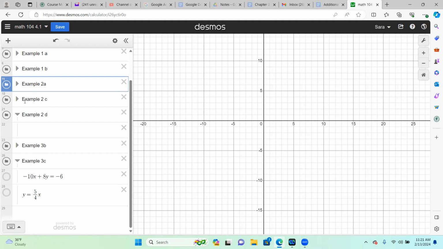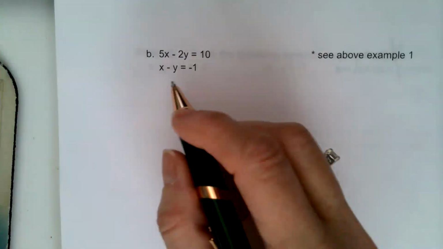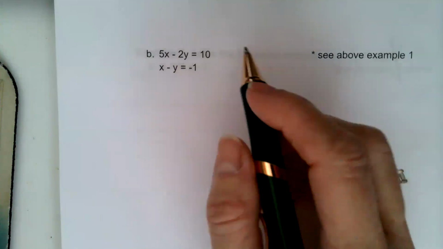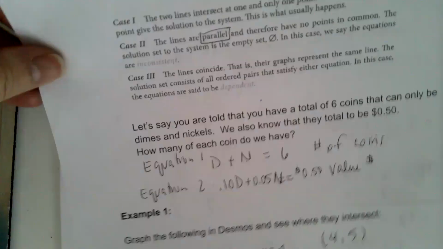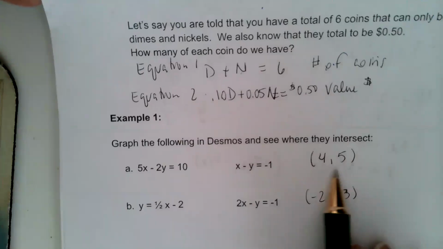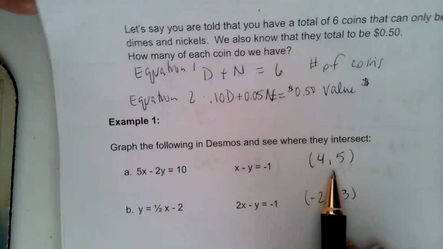Okay. Then back to example 1, we're going to go back to our paper here. Back to example 1. It says 5x minus 2y equals 10 and x minus y equals -1. And so we already did this on the first page just with our graph, right? So we want to show algebraically that it equals (4, 5).